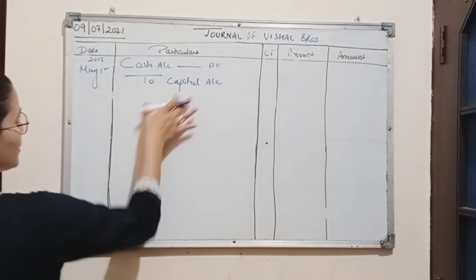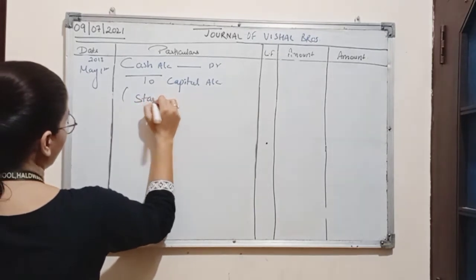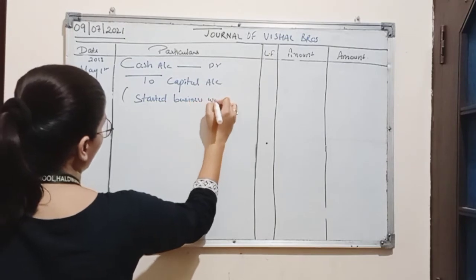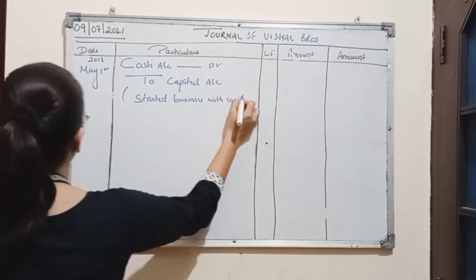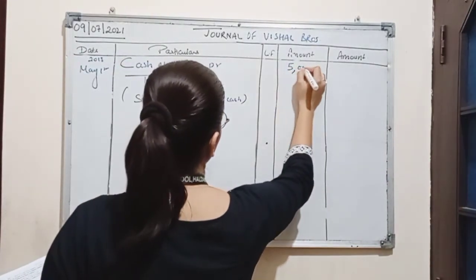Now the narration for this transaction will be: started business with cash, and the amount is rupees 5 lakh.